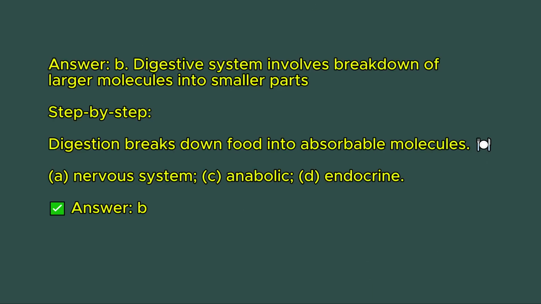Answer B. Digestive system involves breakdown of larger molecules into smaller parts, step by step. Digestion breaks down food into absorbable molecules. A, nervous system. C, anabolic. D, endocrine. Answer B.